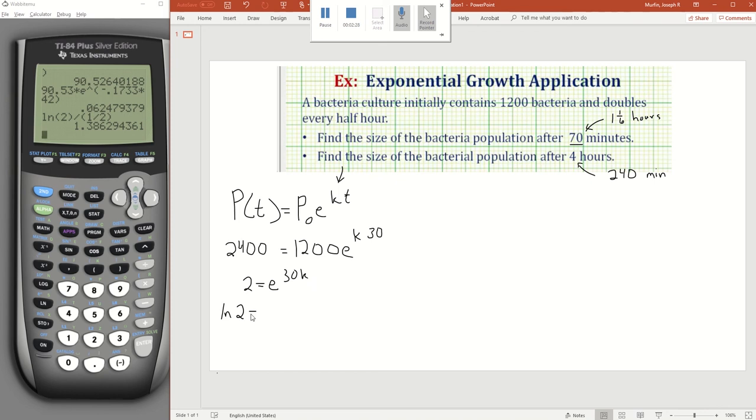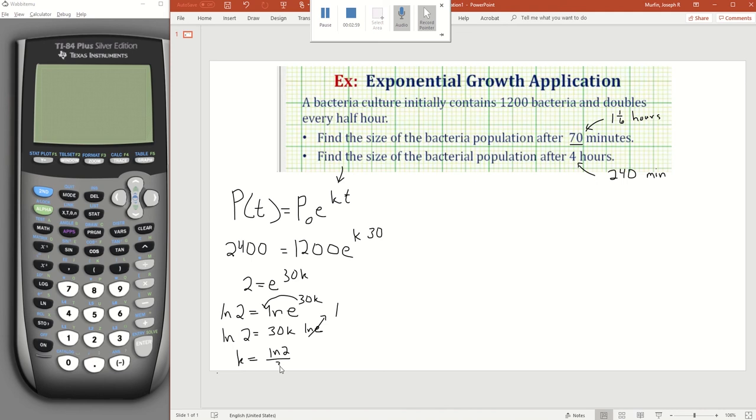So natural log of 2 is equal to natural log of e to the 30k. Now I can use my logarithmic rules to bring down 30k to the front, so I get natural log of 2 is equal to 30k natural log of e, and of course natural log of e becomes 1, so I can then divide both sides by 30 and I'll get that k is equal to natural log of 2 divided by 30.